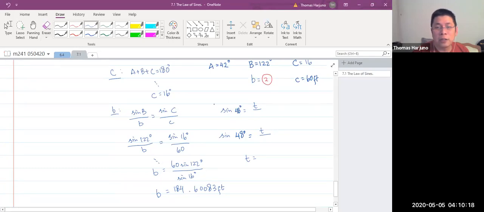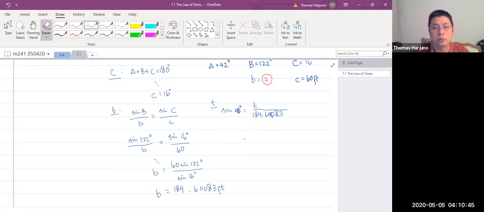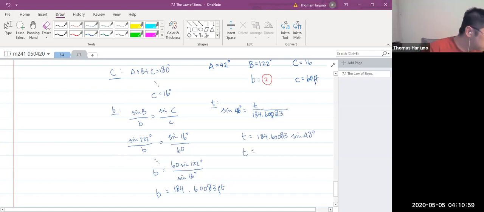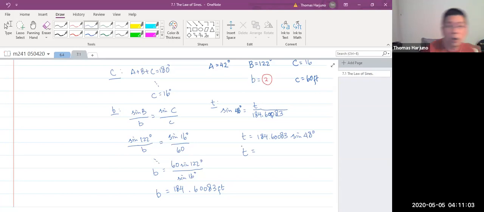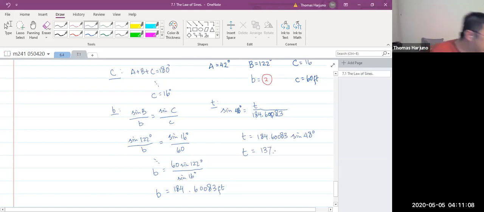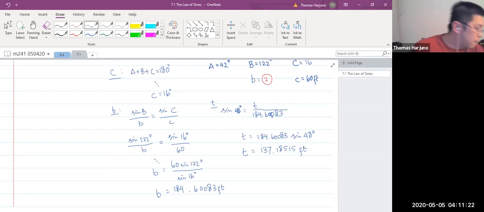And then using that to find T, sine 48 degrees equals T over 184.60083. So T equals 184.60083 sine 48 degrees. I get 137.185.